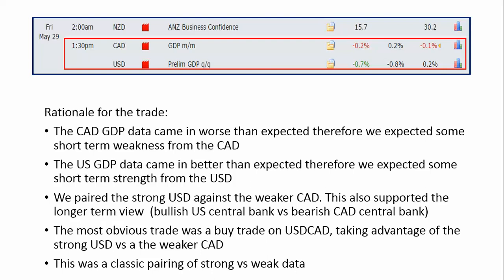weaker Canadian dollar. Now, as it says there, it also aligned with this short-term data, aligned with our bigger picture, i.e. the Canadian Central Bank being bearish on their currency and cutting rates, whilst the American Central Bank was heading towards a rate hike. So the short-term data was in conjunction to the bigger picture as well. So the most obvious trade was a buy trade on dollar CAD after those data points were released, taking full advantage of the strong dollar versus the weaker Canadian dollar. It was a classic pairing of strong versus weak data in support of the bigger picture.